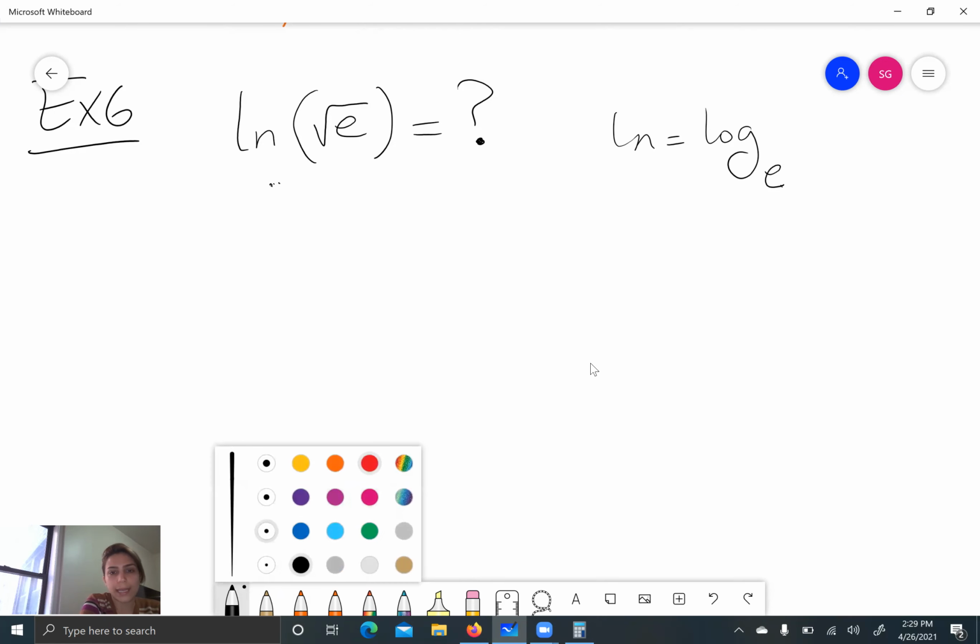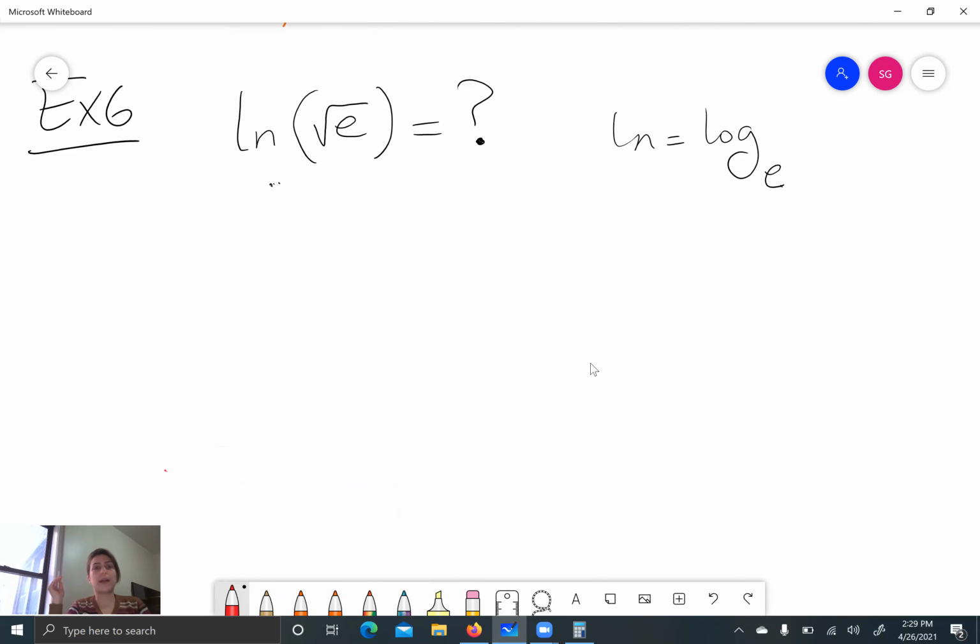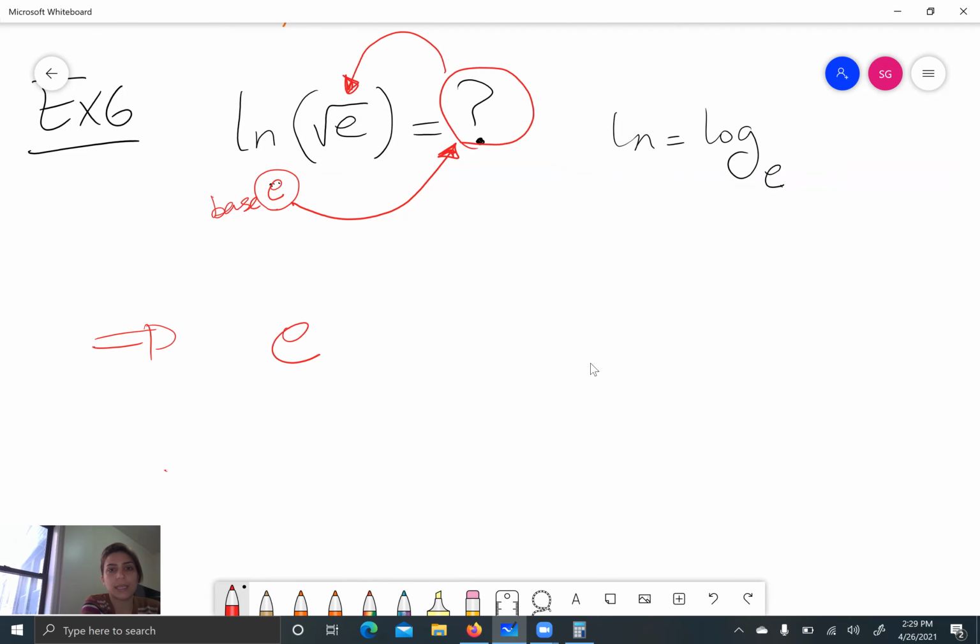So let's go again. If you want me to answer this off the top of my head with the techniques that we know, I cannot. So let's rewrite it in the form of an exponential equation. The base is e, right? Recall that the base to the power of whatever this question mark is should give me the argument. So we can rewrite this as e to the power of question mark should give me the square root of e.